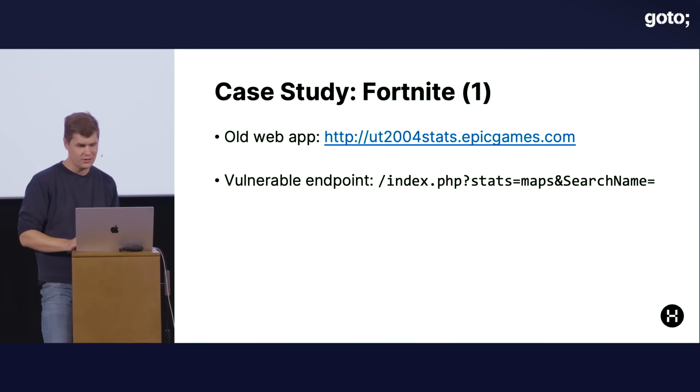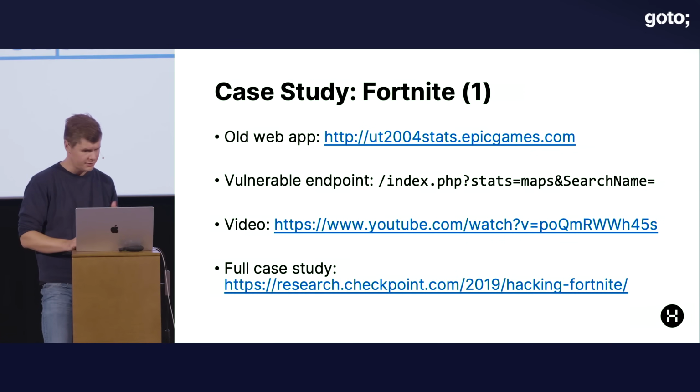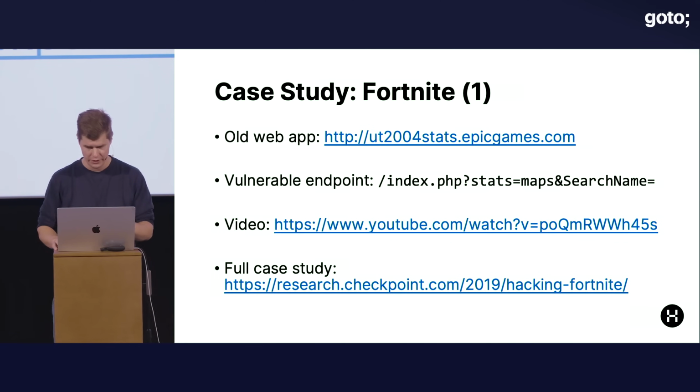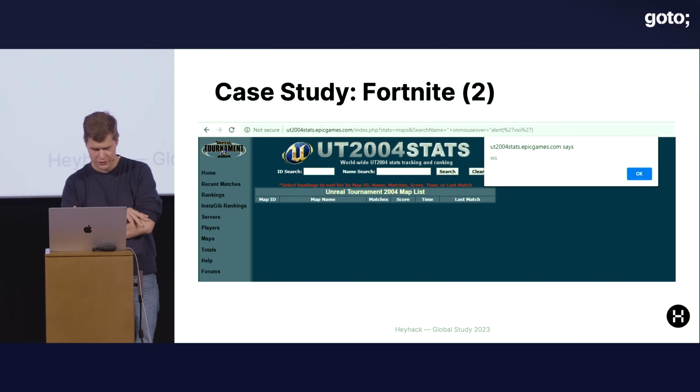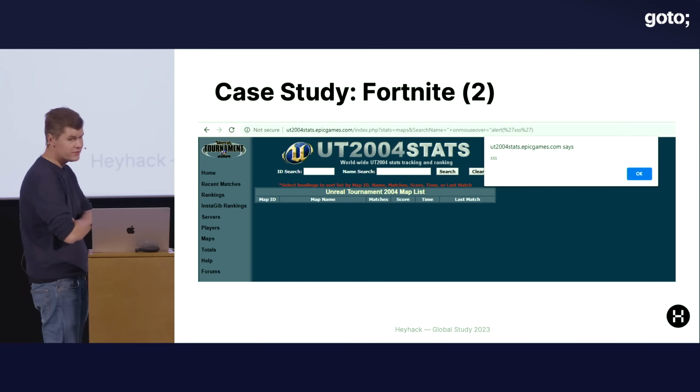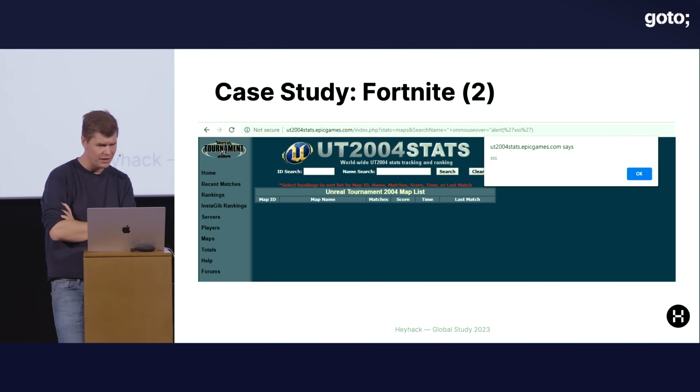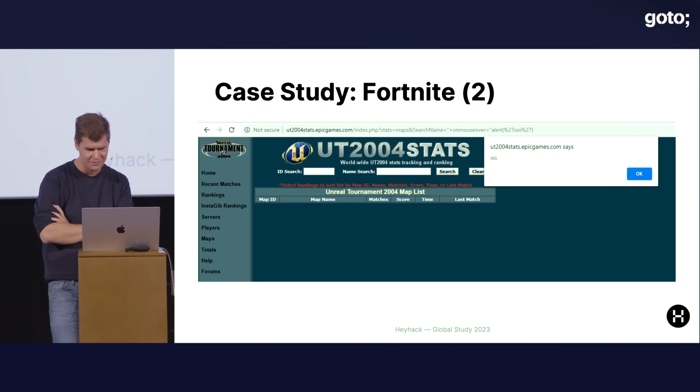If you want to look into this, there's a whole video about it. And as I said, Checkpoint made a really good write-up for this particular attack. So if you want to learn a little more about this, you can go ahead and do that. But essentially, they found this application, UT 2004 stats. And I guess even from the UI, you can see that this has probably not been built within the past couple of years. It looks a little outdated to me, right?